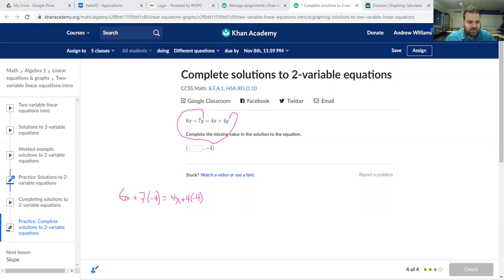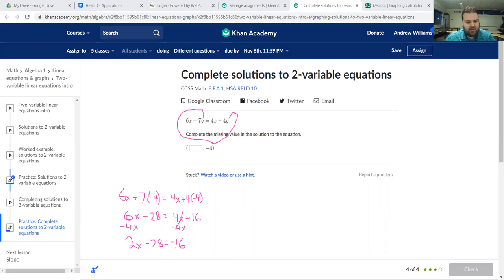Go ahead and start solving for x. First I'll simplify this a little bit. 6x, negative 4 and 7, they multiply together to make negative 28, equals 4x. 4 times negative 4 is negative 16. Here I'm going to subtract 4x from both sides. That's just my choice. It's up to you what you want to do here in solving for x, but that's what I'm going to do. 6x minus 4x is 2x. Bring down the negative 28. Bring down the negative 16.